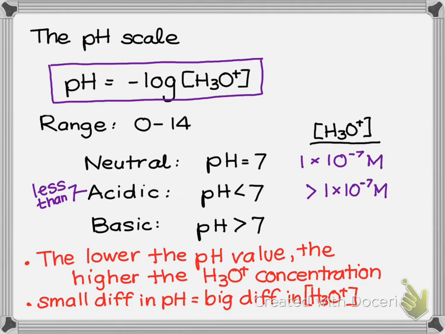Now, a basic solution, if we're looking at the acid concentration, the acid concentration goes below 1 times 10 to the negative 7. So the acid concentration is less than 1 times 10 to the negative 7, and in terms of calculating the pH, the pH gets larger than 7. So the pH is more than 7.